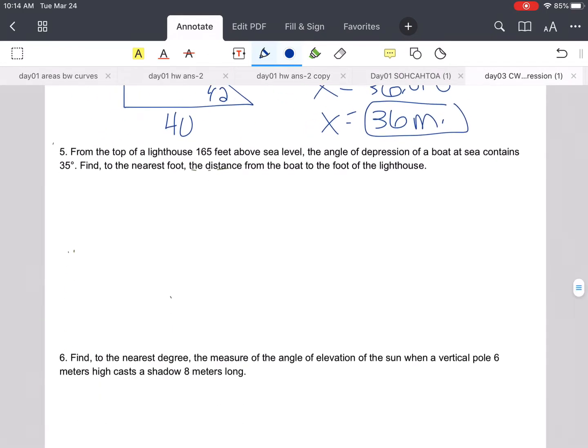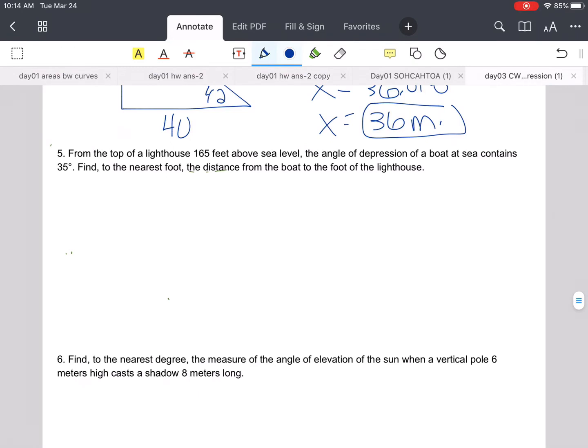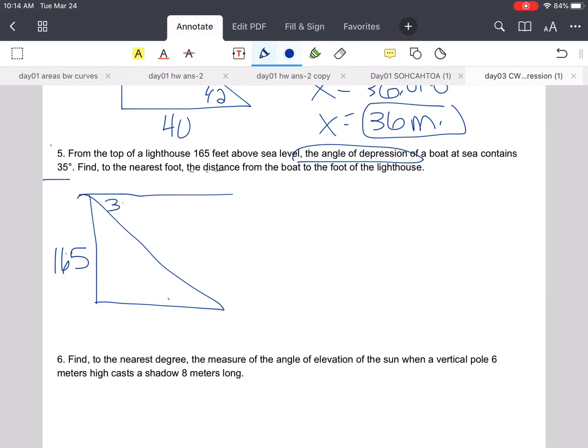Okay. So from the top of the lighthouse, 165 feet above, these are very similar to the other ones. The angle of depression is 35, so you know that's 35. So they say find to the nearest foot the distance from the boat to the foot of the lighthouse. So that's down here.